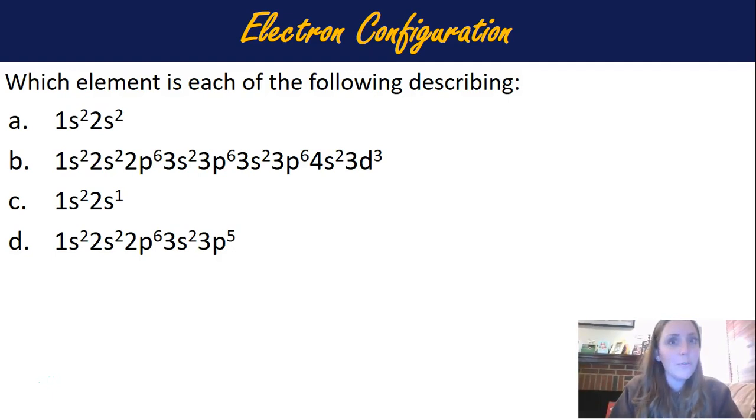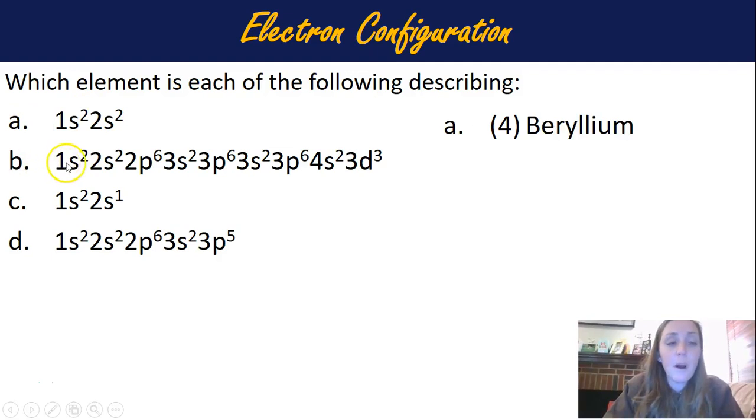Okay, so you should have frozen the video. And 1s2, 2s2, that would be 2 plus 2, which is 4. So you look on your periodic table and you go to the atomic number 4. Now this is talking about 4 electrons, and I know the atomic number talks about the number of protons, but since this atom is neutral, protons and electrons have to be the same. So this would be beryllium.